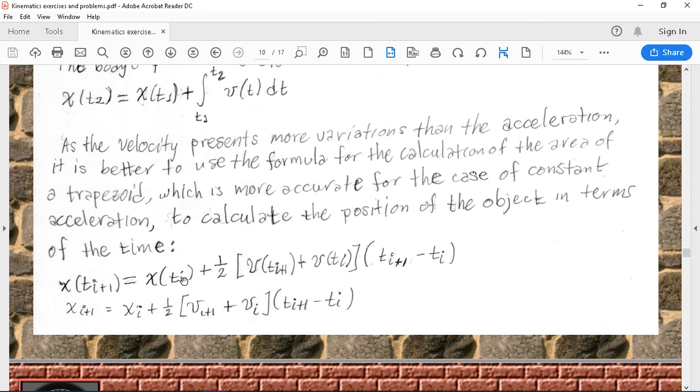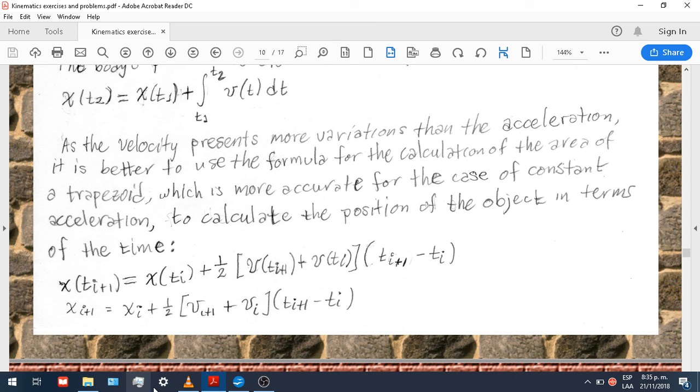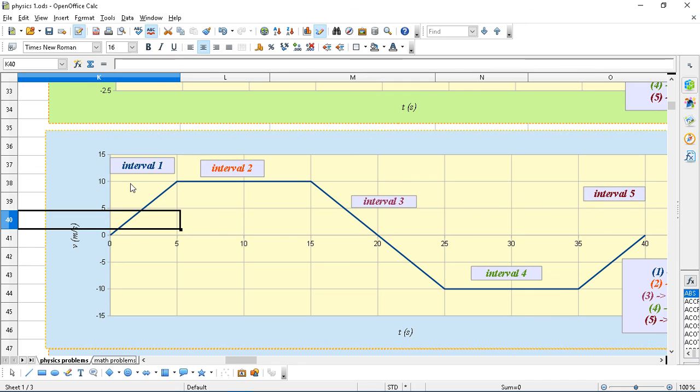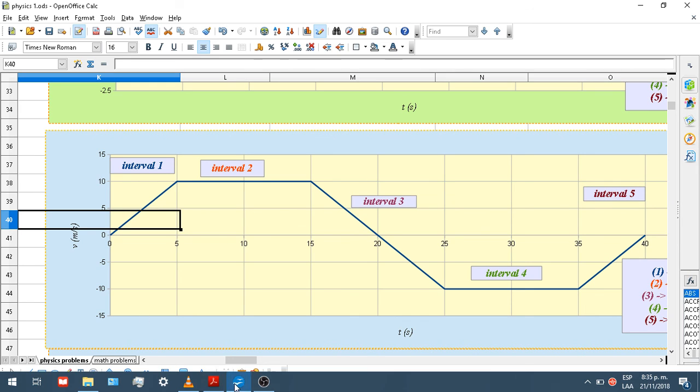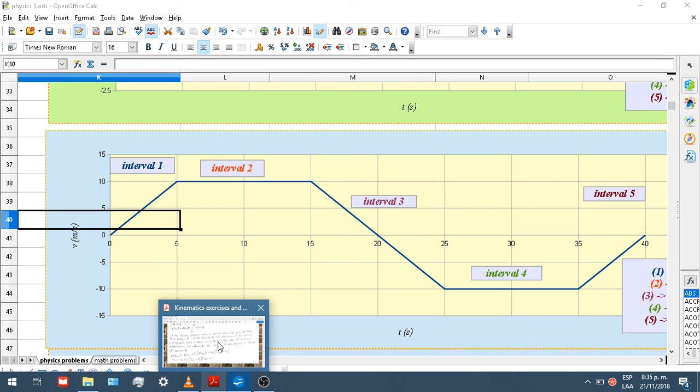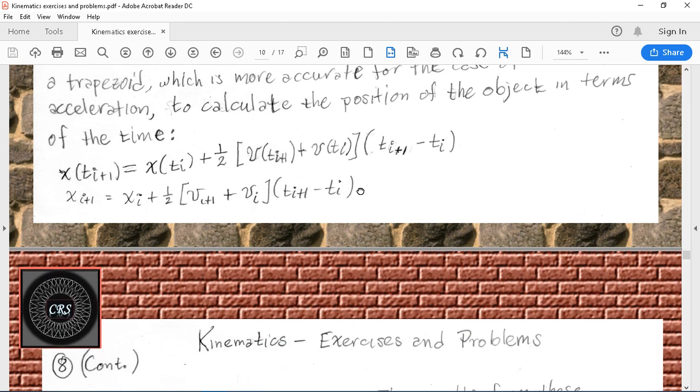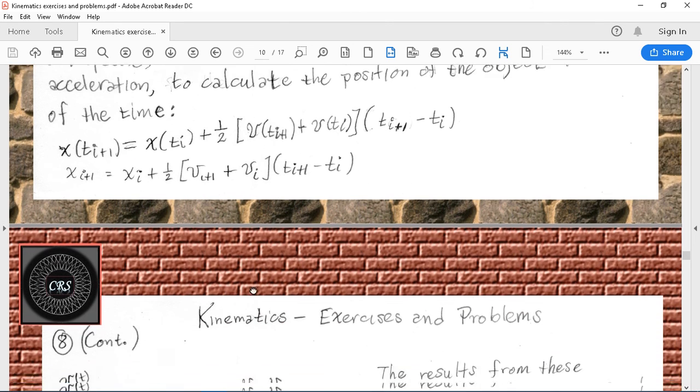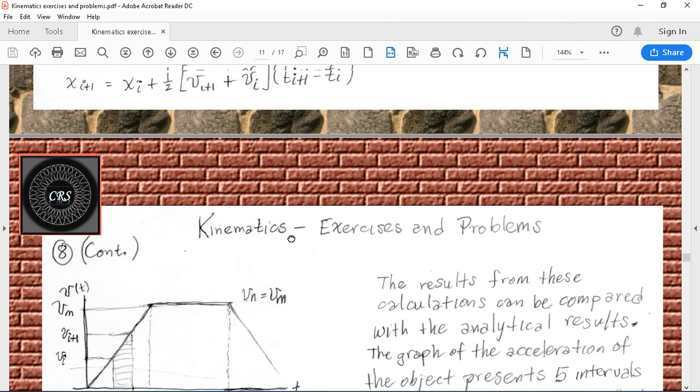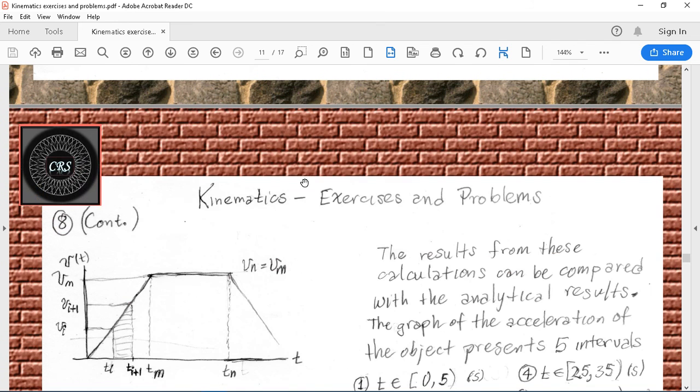For these parts, that is easier to be done following the method of obtaining the areas for trapezoids. For the trapezoid, okay, we're going to continue this problem in the next video.